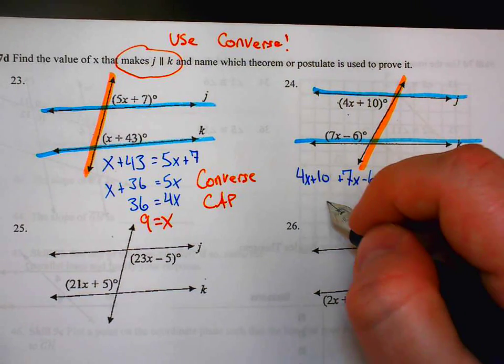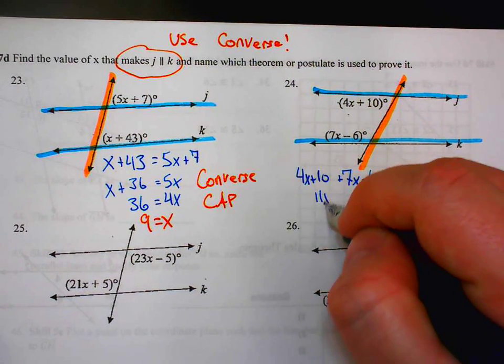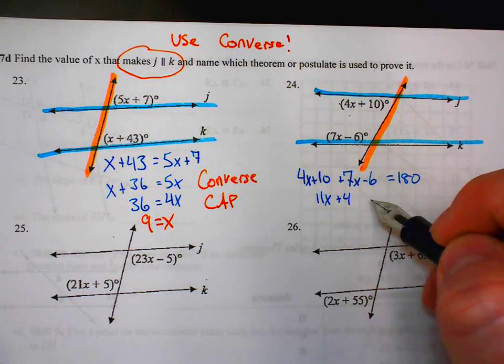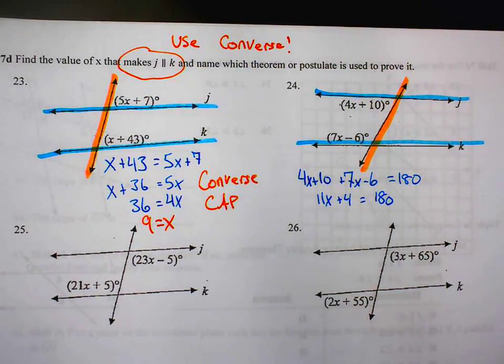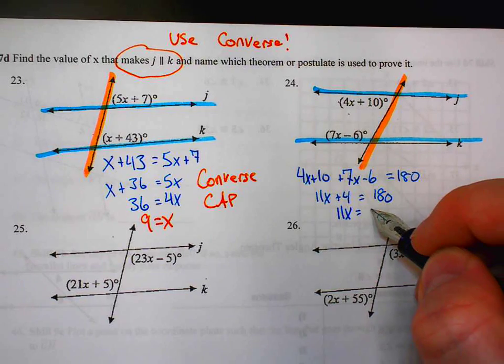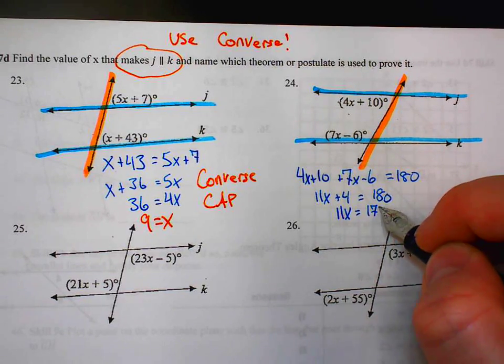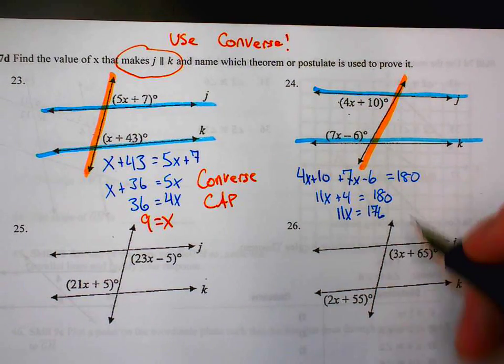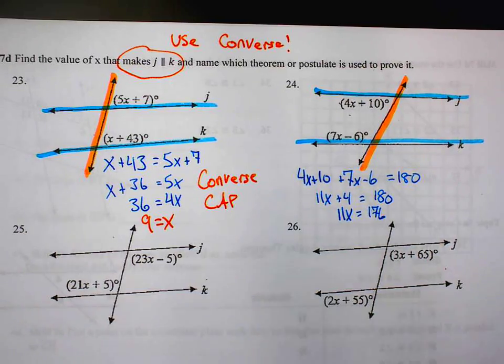First, I'll combine like terms. 4x and 7x would be 11x. 10 minus 6 would be positive 4. And on the other side, 180. To get this by itself, I'm going to subtract that 4 from both sides. 180 minus 4 would be 176. And then divide both sides by 11. 176 divided by 11 would be 16.